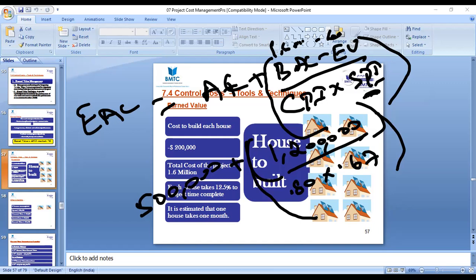723880. What? 723880. See, 120K divided by. No, 1.2 million, ma'am. 1.2 million divided by what? 0.80, multiply by 0.67. Only one person is working it out, or what? Guys, what happened?